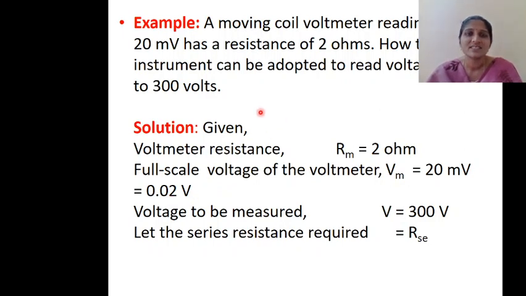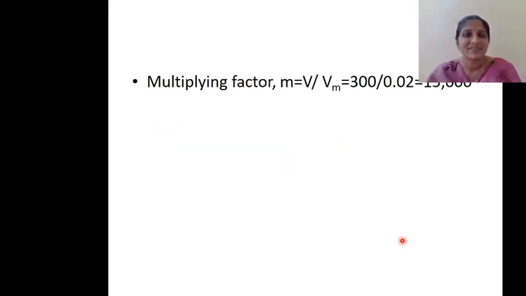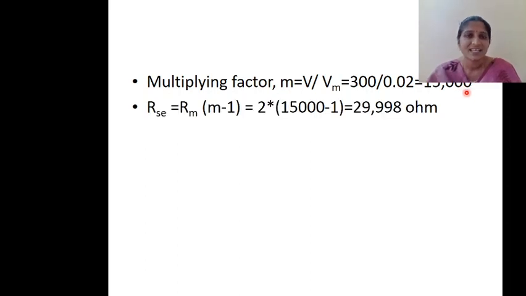Next, the voltage to be measured: you need to increase it to 300 volts. So the total voltage V is equal to 300 volts. And you need to find the resistance to be added in series to the voltmeter, that is RSE. First find out the multiplying factor. M is equal to total voltage V divided by meter voltage Vm. V is equal to 300, so 300 by 0.02 gives 15,000. Now next you can calculate the RSE.